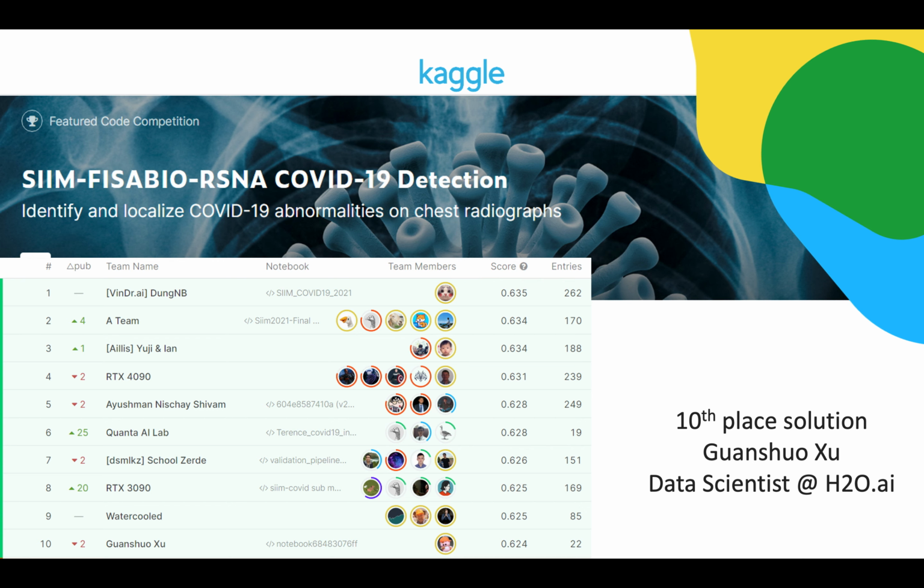This is the presentation of the 10th place solution of the latest COVID-19 detection competition on Kaggle using X-rays. My name is Guanshuo Xu. Currently, I'm a data scientist at H2O.ai.